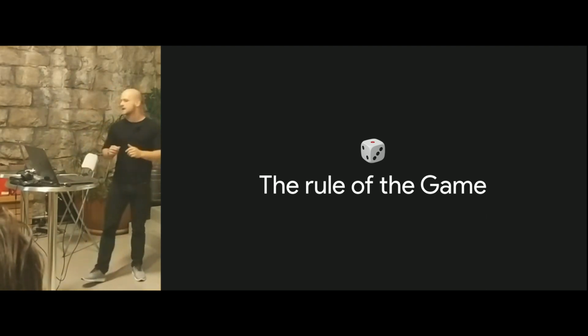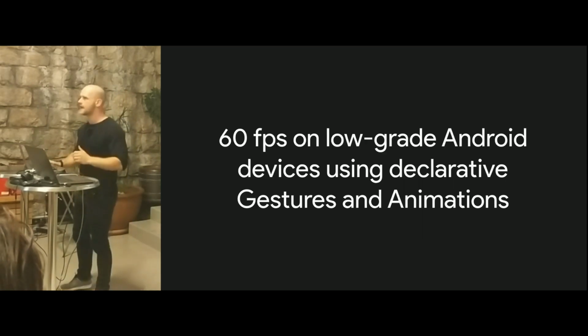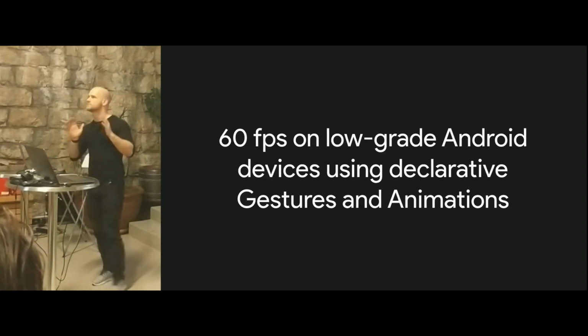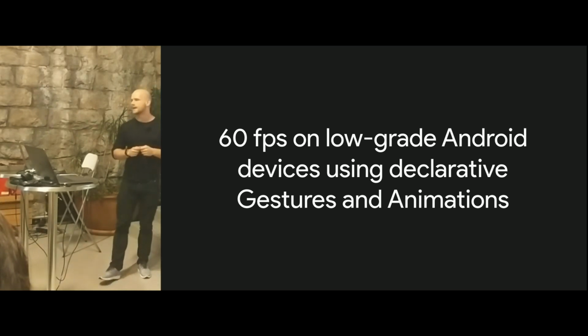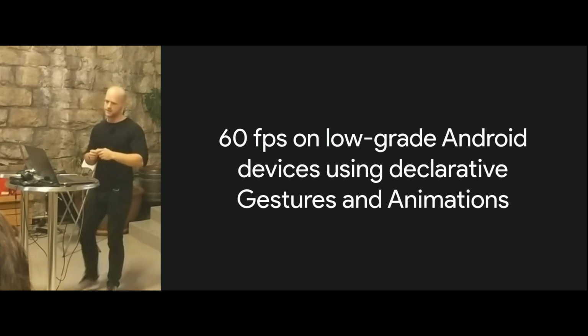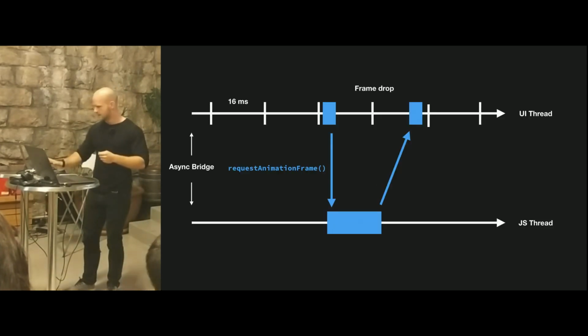So when it comes to React Native development, the rule of the game is to have your experience running at 60 FPS even on low-grade Android devices using declarative gestures and animations. So what do I mean by that?